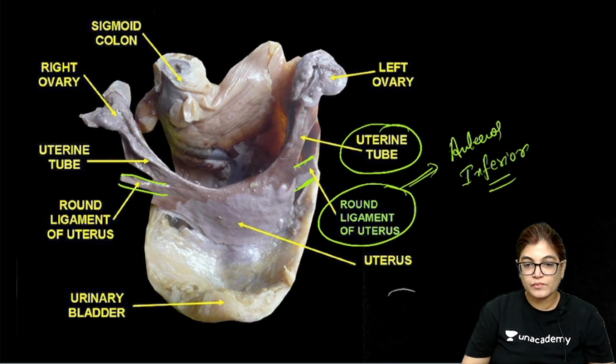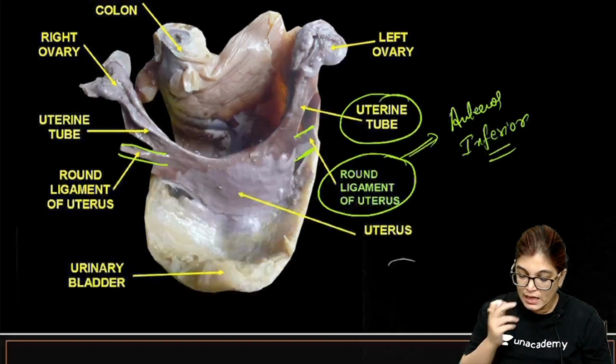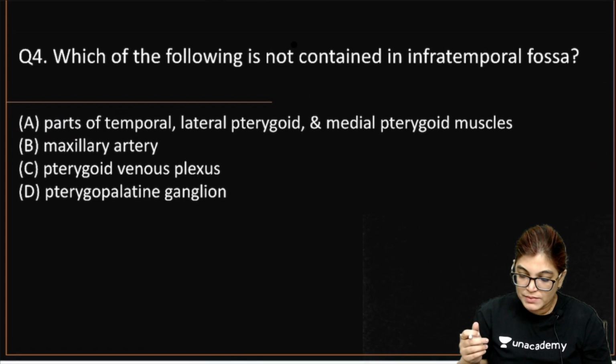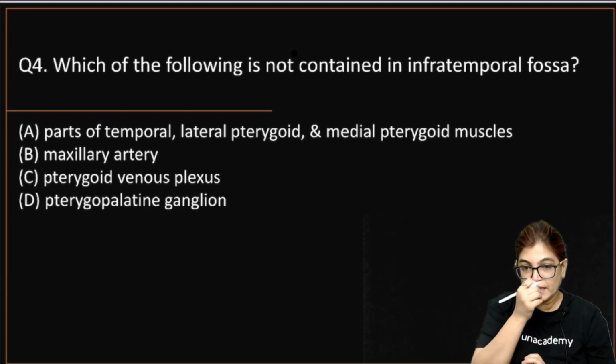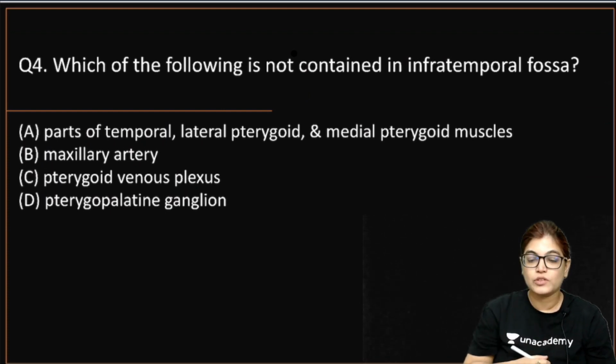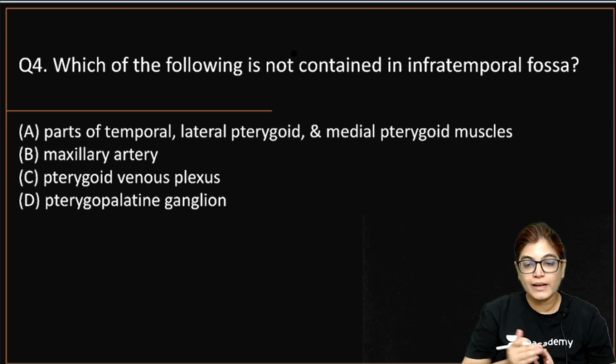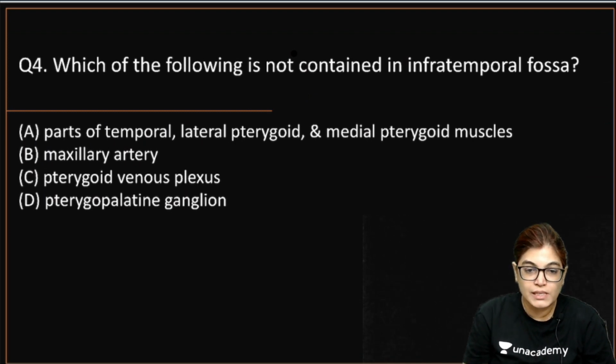Now, all the structures you can see here. Now moving to the next MCQ. Which of the following is not a content of the infratemporal fossa? The options are temporal, lateral pterygoid or medial pterygoid muscles, maxillary artery, pterygoid venous plexus, and pterygopalatine ganglion.